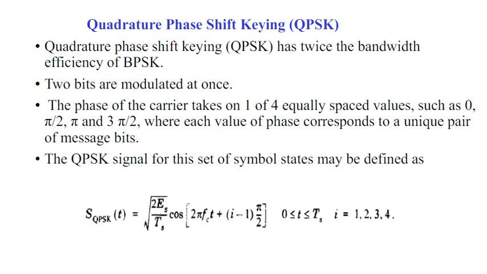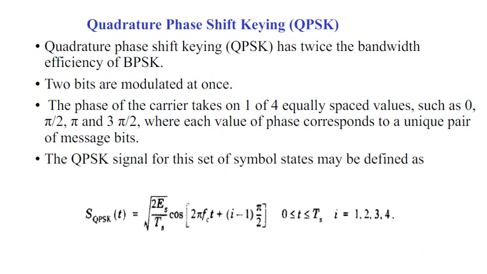QPSK, quadrature phase shift keying, has twice the bandwidth efficiency of BPSK. Two bits are modulated at once. The phase of the carrier takes on one of four equally spaced values, such as 0, pi by 2, pi and 3 pi by 2, where each value of phase corresponds to a unique pair of message bits.